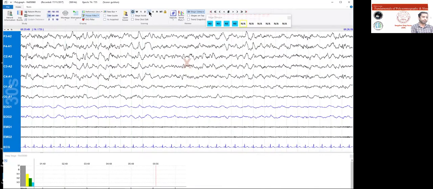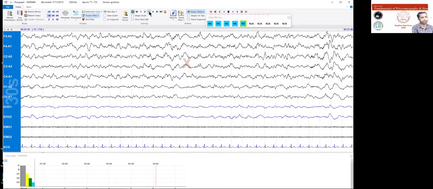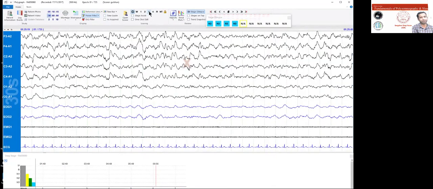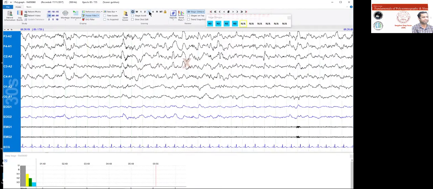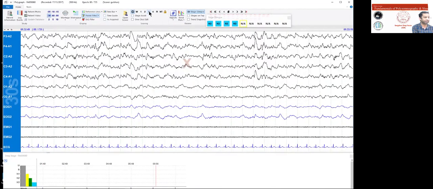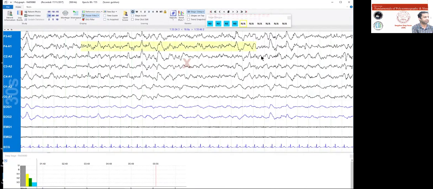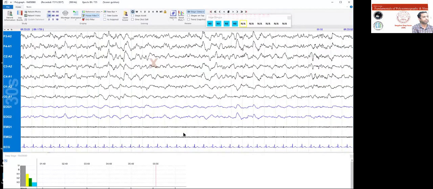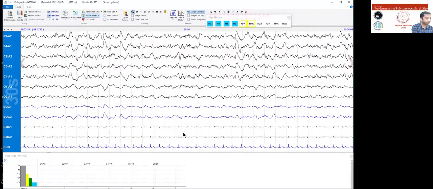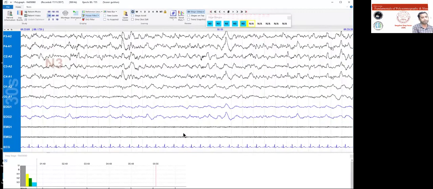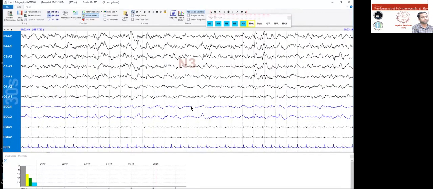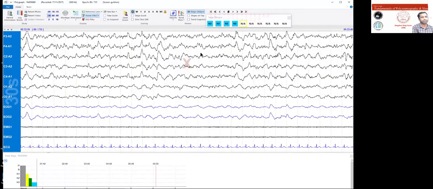Third stage, N3. So it's very easy to mark this one. If you just see slow wave activity, don't care about anything else. Slow wave activity. Again, this is EEG artifact in EOG. EMG is lower than that. So this is non-REM 3, or N3 stage.